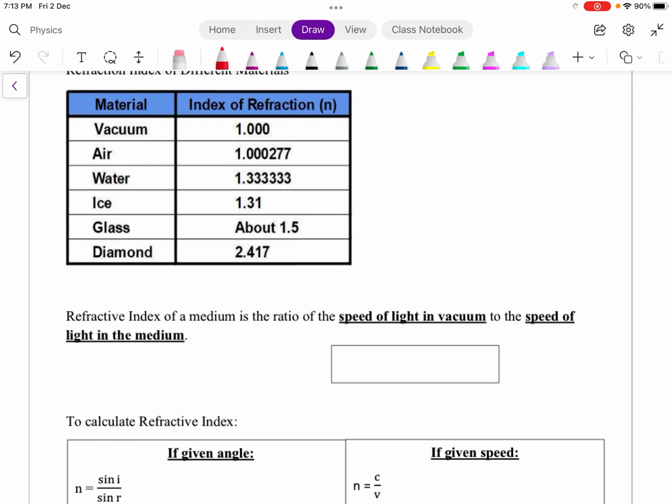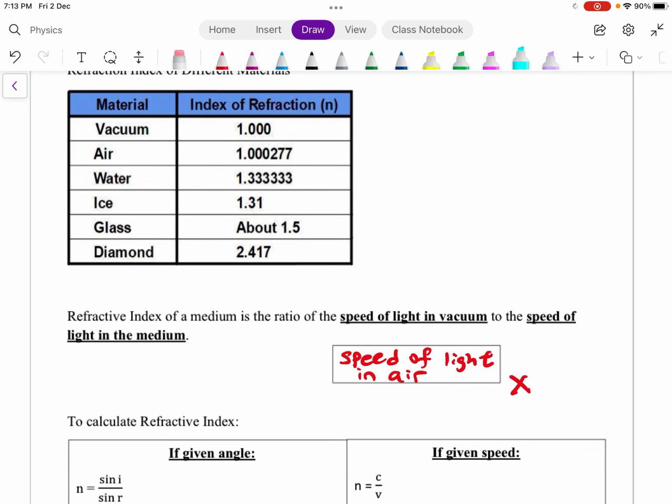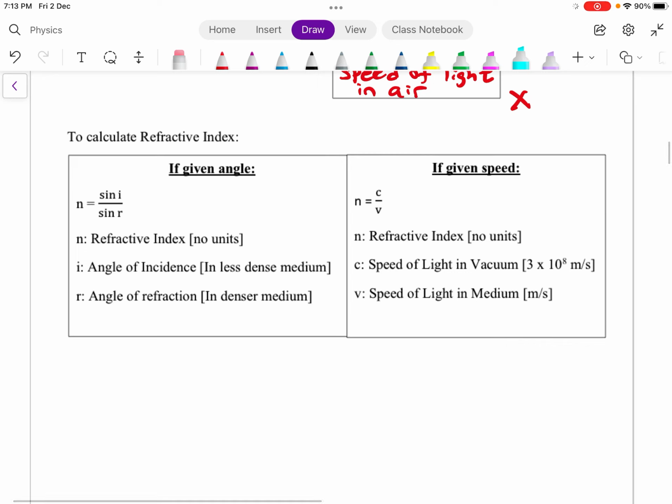The refractive index of a medium is the ratio of the speed of light in vacuum to the speed of light in the particular medium. Just take note that the refractive index is not the ratio of the speed of light in air. So this is wrong. We must say it's the speed of light in vacuum to the speed of light in the medium.